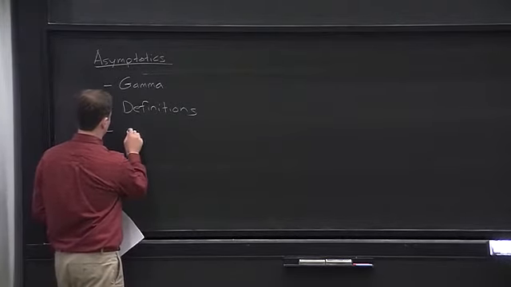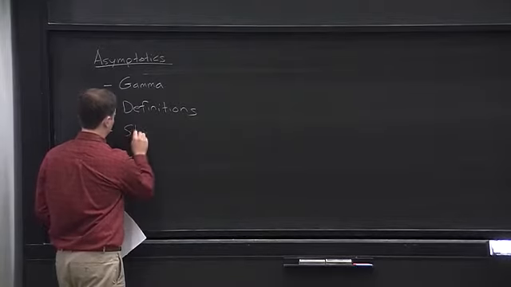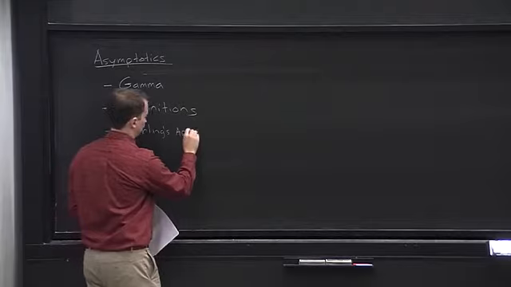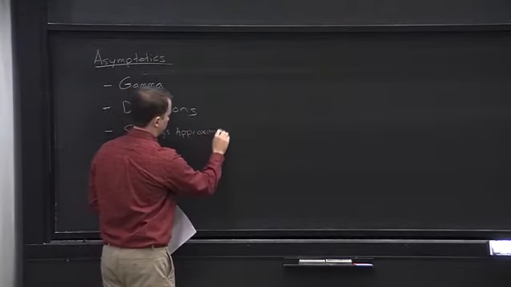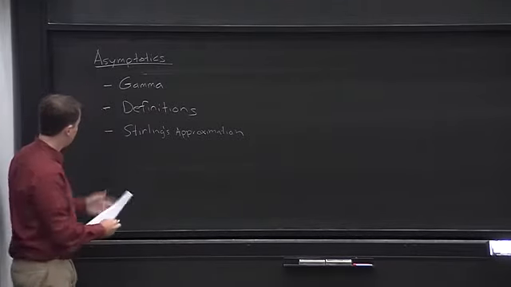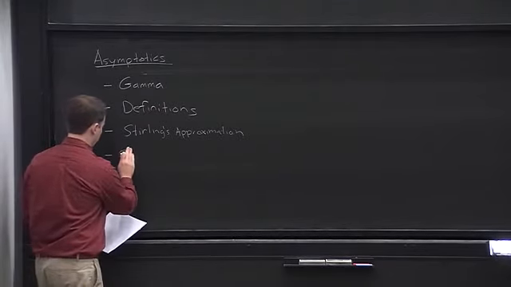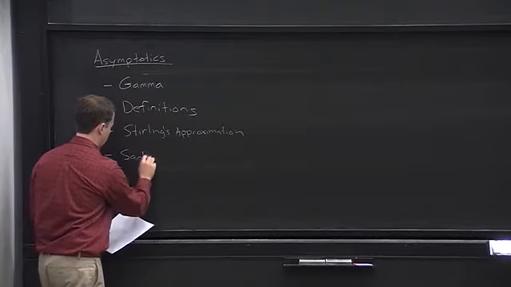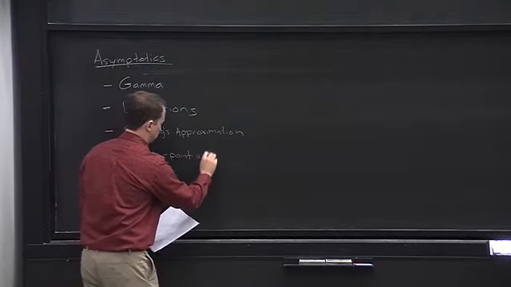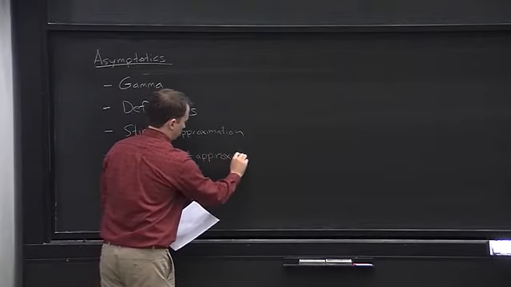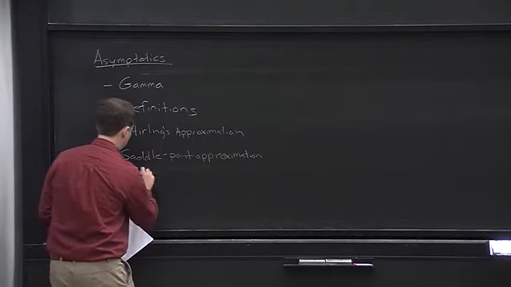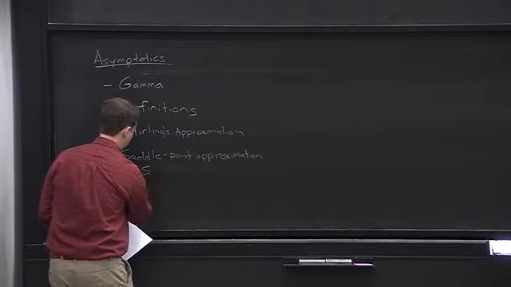And so we'll discuss first Stirling's approximation. So that's a simple version of the saddle point approximation applied to the gamma function. And then we'll discuss the general saddle point approximation. And while we do that, we'll discuss some of the subtleties that go into this.